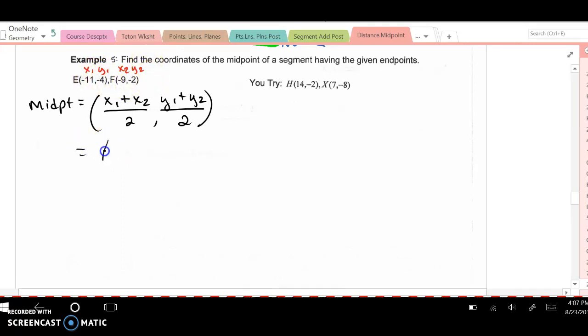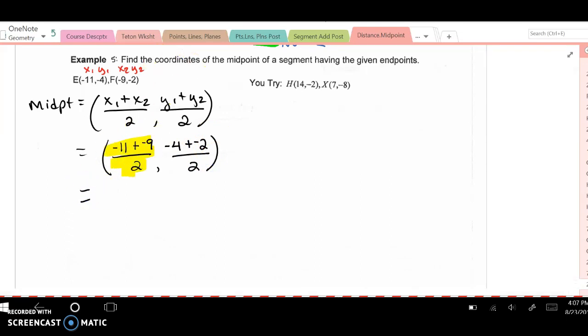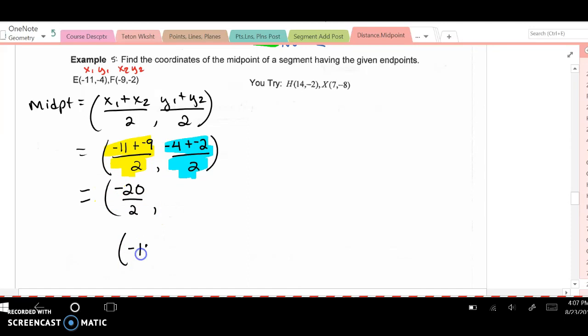So x1 is negative 11 plus x2 is negative 9 all over 2, comma y1 is negative 4 plus y2 is negative 2 all over 2. So you work each side separately. You're going to work the x's as a separate problem and the y's as a separate problem. So negative 11 and negative 9, we know that to be negative 20, divided by 2 is going to come out to be negative 10. 2 goes into negative 20 10 times.